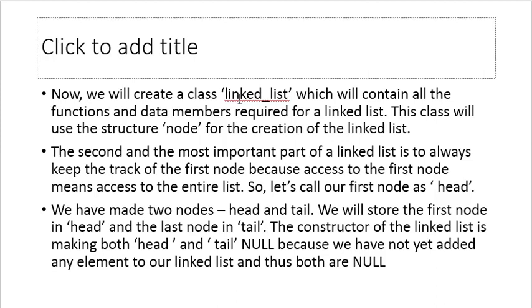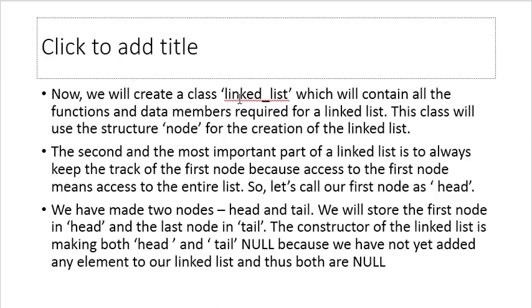The second and the most important part of a linked list is to always keep track of the first node, because access to the first node means access to the entire list. So we will call our first node head. We have made two nodes, head and tail. We will store the first node in head and the last node in tail.